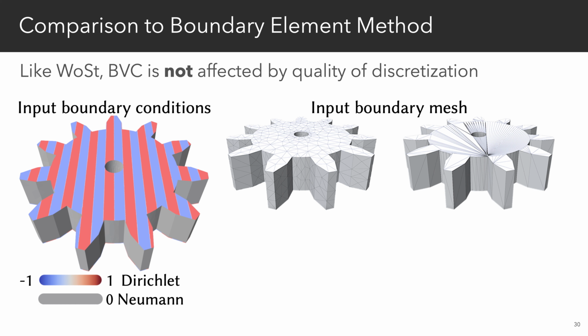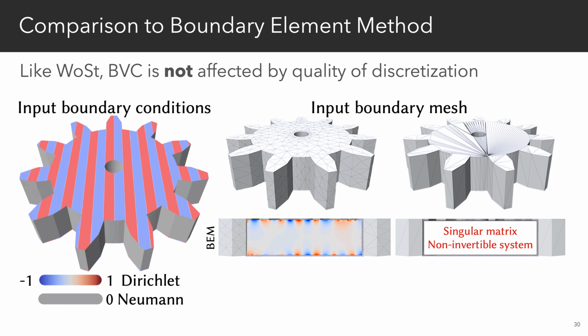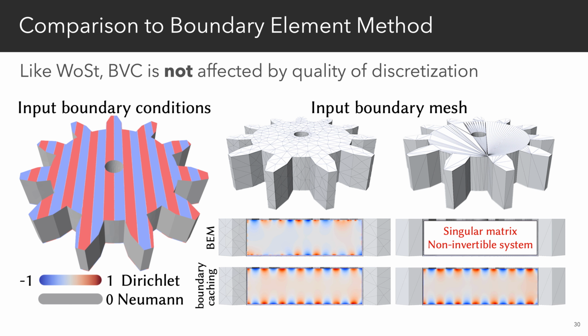Compared to classic approaches like boundary element method, we don't require a high-quality mesh of the volume or the boundary. So in this example, for instance, BEM suffers from large global errors without mesh refinement because of local aliasing of boundary data, and it can completely fail in domains with irregular elements. Our method, on the other hand, has no aliasing artifacts irrespective of tessellation quality.